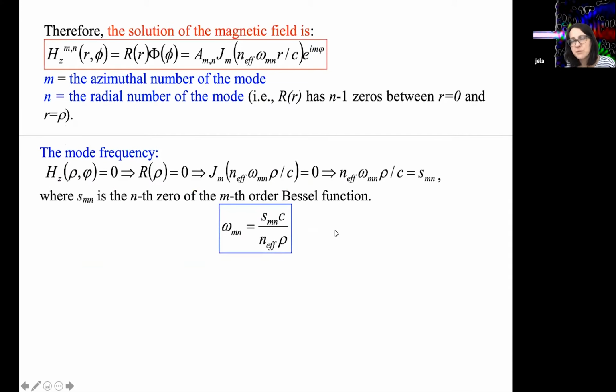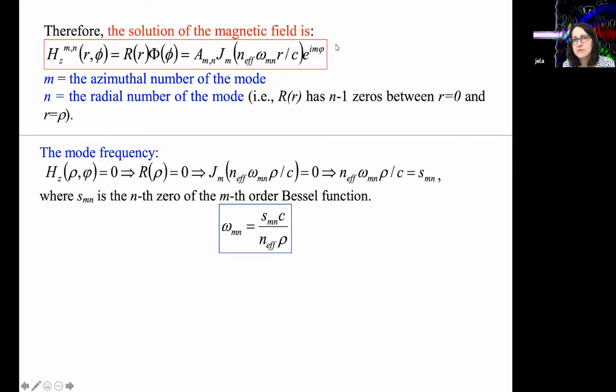So how do we use the boundary conditions? The boundary condition that we have is the one that we derived from the whispering gallery mode approximation, which tells you the field outside of the disk is 0, and also tells you that the field component Hz at the edge of the disk is 0. So that means that this magnetic field for r equal to rho, which is the radius of the disk, has to drop off to 0.